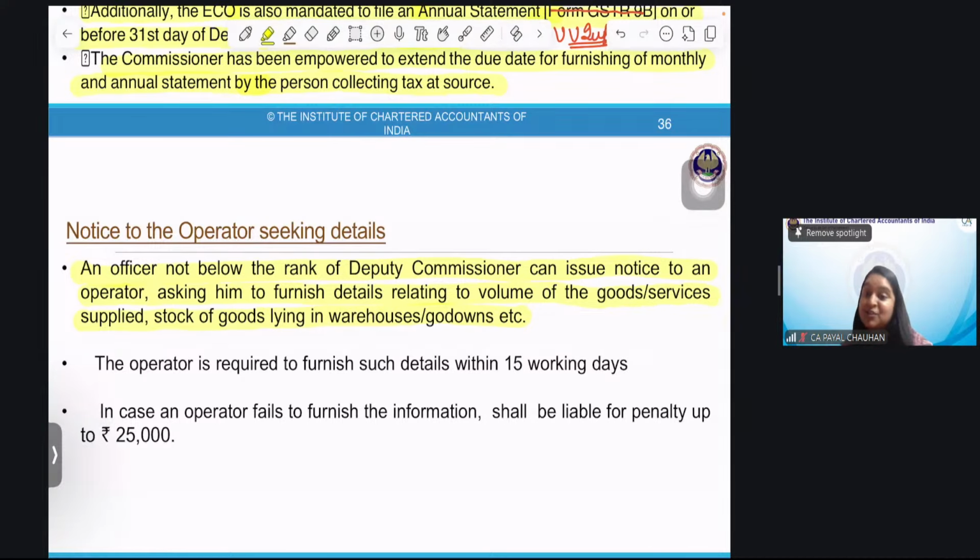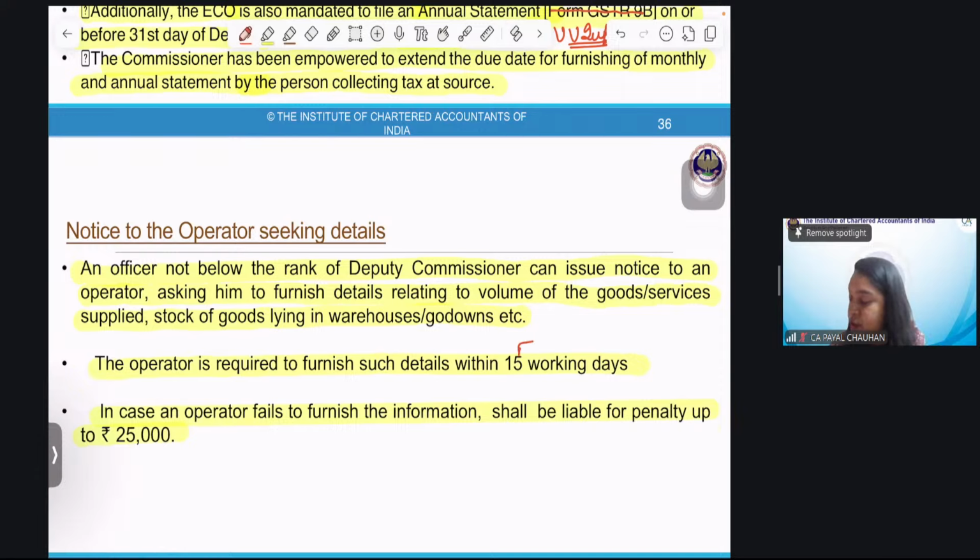So yes, dark stores, Mustafa, perfect. I was going to say this word. So the Deputy Commissioner has the right. He can ask you for any information regarding your sales, your value of supply, and where your goods are being stored. Then the operator is required to furnish such details within 15 working days. In case the operator fails to furnish information, he will be liable to a penalty of rupees 25,000.